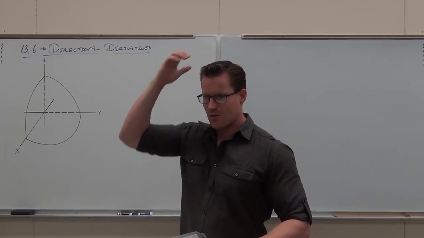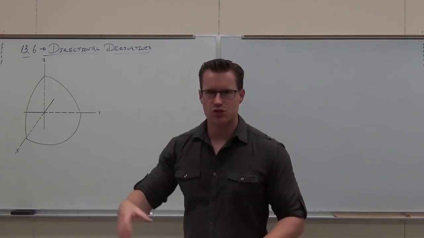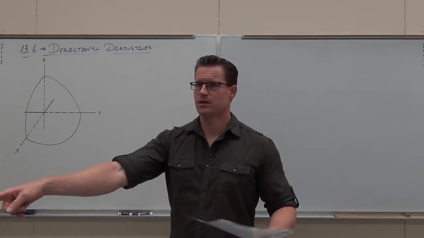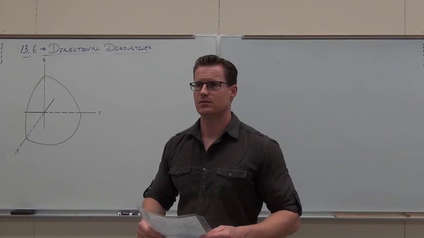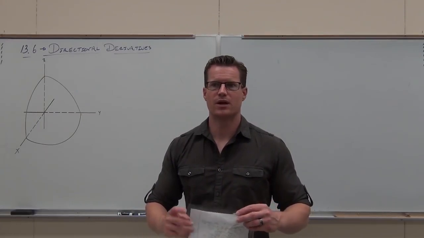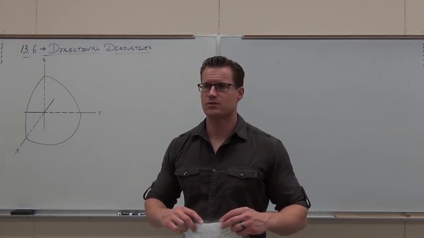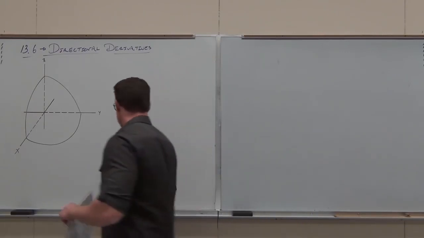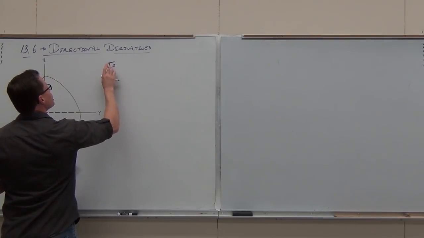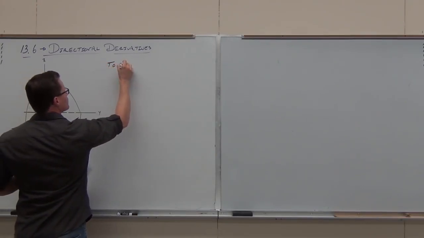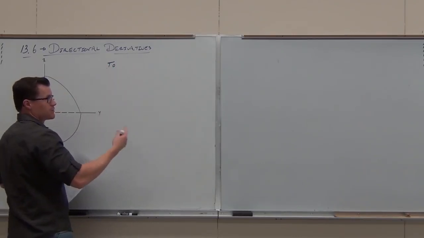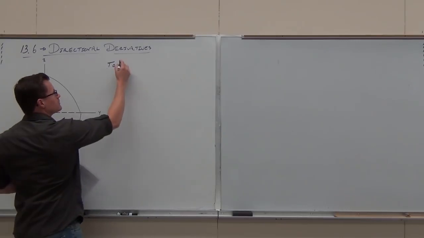In order to get a directional derivative, we've got to give it a direction. What in calculus gives us a direction? Vectors. Let's give this thing a vector. To give a directional derivative a direction, we need a vector.